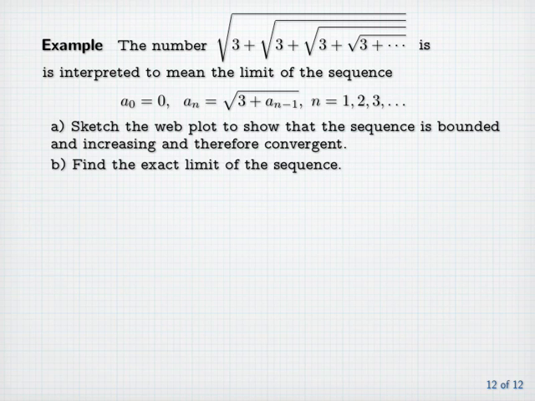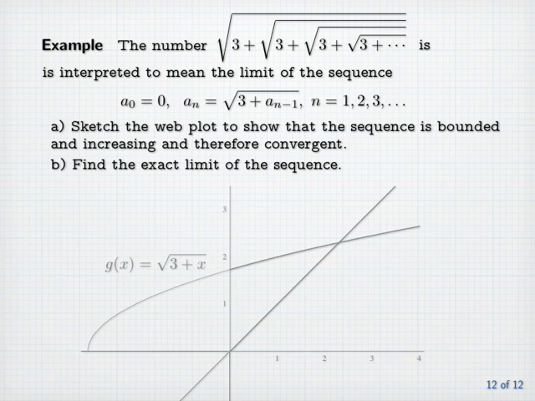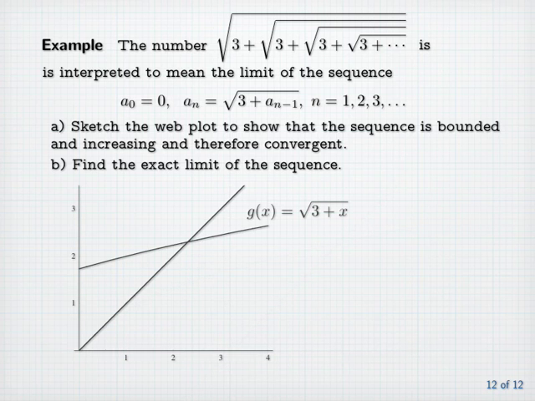To sketch the web plot, we need the graph of the function g of x equal to the square root of 3 plus x, as well as the line y equals x. Since every term in the sequence will be greater than or equal to 0, we really only need the first quadrant portion of this picture. So we begin with a sub 0 equal to 0 and draw a vertical line up to the graph of g, followed by a horizontal line over to the line y equals x, then up to the graph of g and over to the graph of y equals x, and so on.